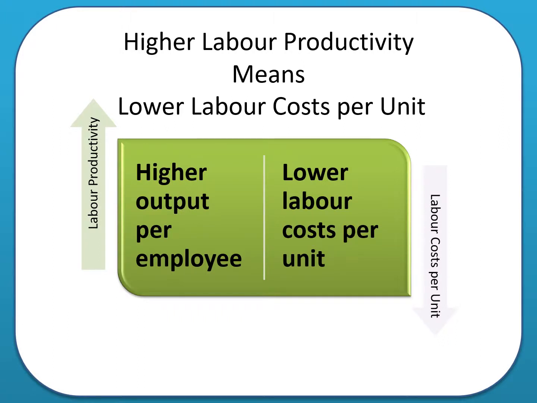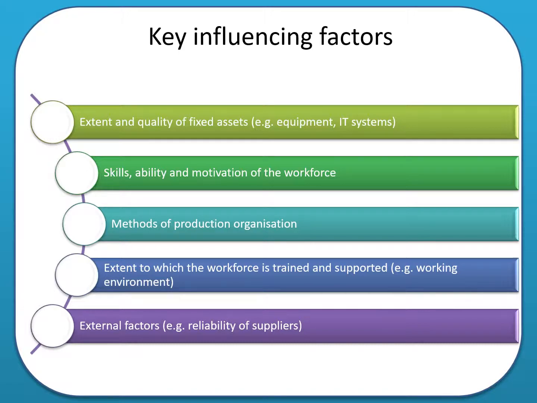So higher labor productivity means lower labor costs per unit. If we're looking at labor productivity, higher output per employee means lower labor cost per unit. Key influencing factors: we've got the extent and quality of fixed assets, so equipment and IT systems. If you've got a dated system, it could be slowing people down. If you've got dated equipment, then you're not going to be able to produce as much.